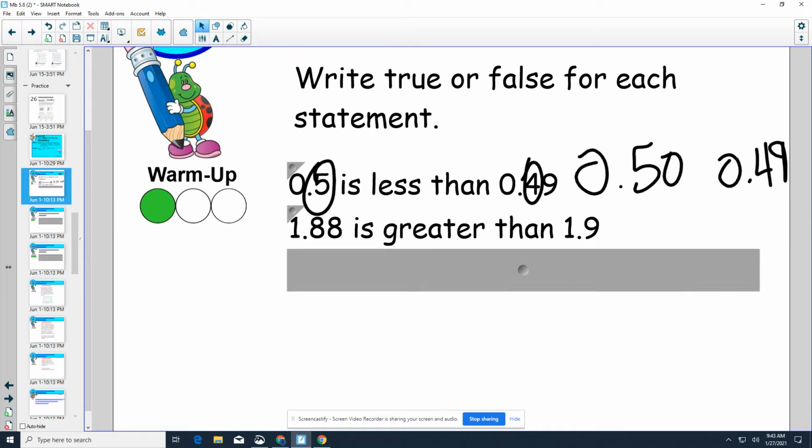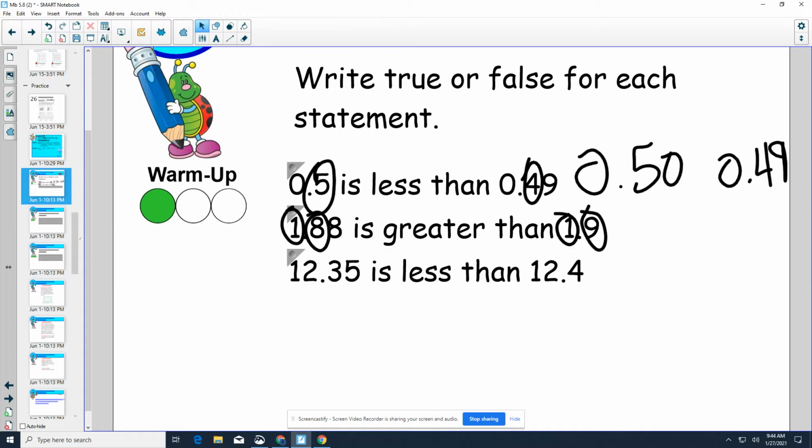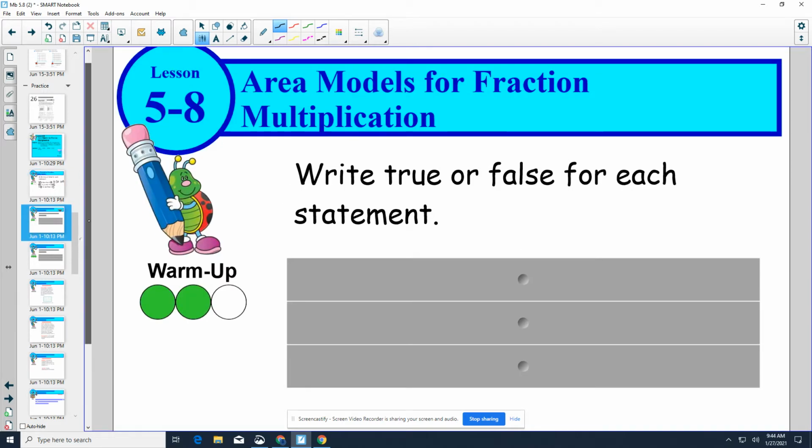1 and 88 hundredths is greater than 1 and 9 tenths. Again, I look in the ones place, and they are the same digits, so I go to the next one, 8 and then 9. So 1 and 88 hundredths is not greater than 1 and 9 tenths, so that would be false. 12 and 35 hundredths is less than 12 and 4/10. I can see the 12s are the same, so I go to the first digit that doesn't match. In the tenths place, I can see the 3 is less than a 4, so that is a true statement.